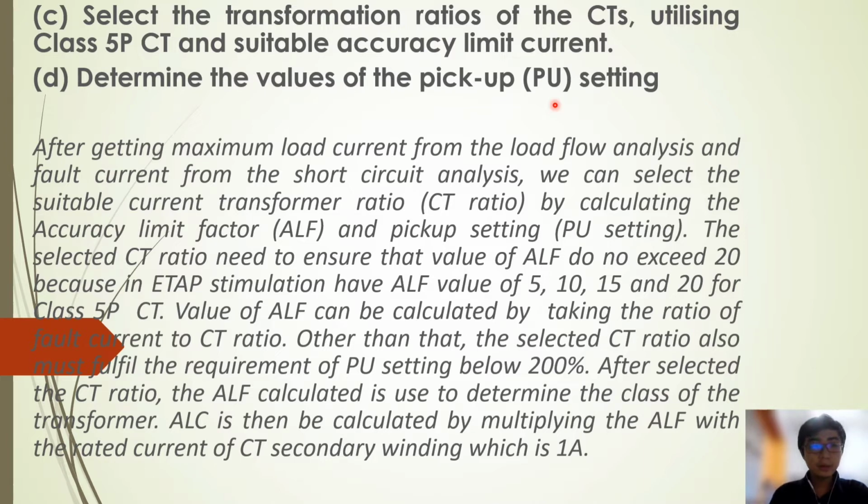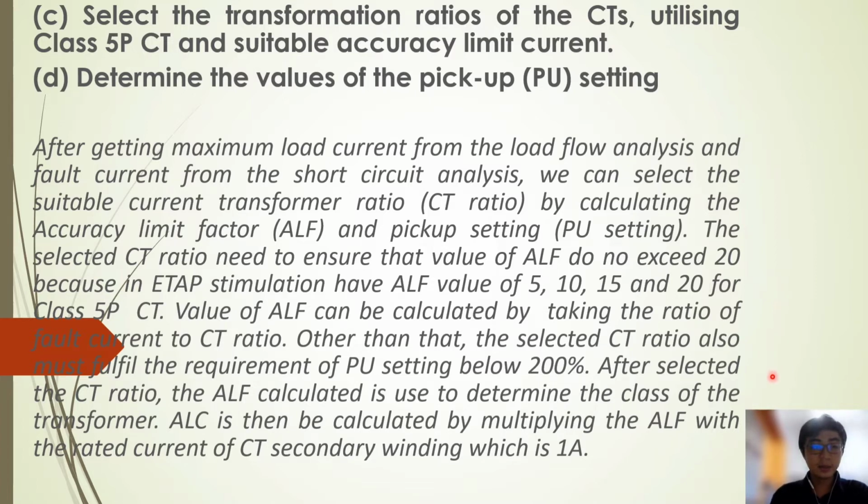The selected CT ratio needs to ensure that the value of ALF does not exceed 20, because in the ETAP simulation we have ALF values of 5, 10, 15, and 20 for the class 5P CT. The value of ALF can be calculated by taking the ratio of the fault current to the CT ratio. Other than that, the selected CT ratio must also fulfill the PU setting requirement, which is below 200%.